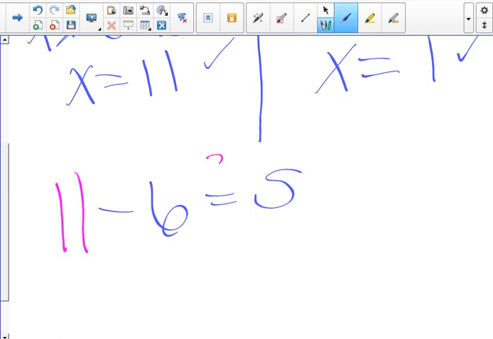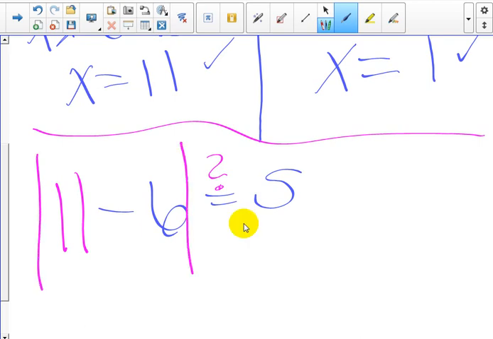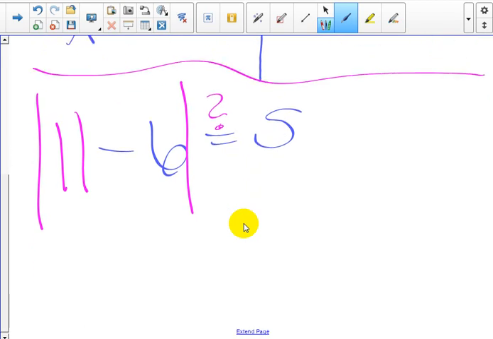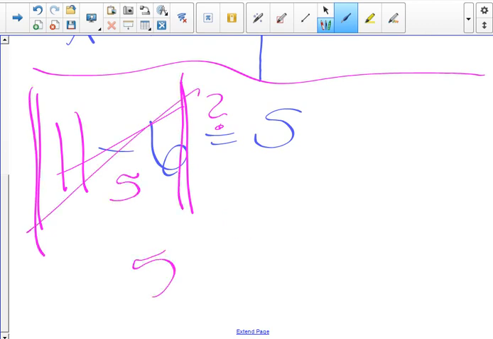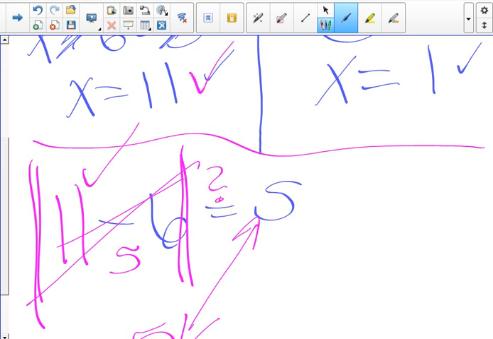When you're checking, be sure to put a question mark over your equal sign. So I'll do another line there. This is my checking part. I'm going to check, does the absolute value of x minus 6 equal 5? Well, 11 minus 6 is equal to 5. Now the absolute value of 5 is 5, and 5 does equal 5. So yes, 11 checks out. It made a true statement. So definitely one of the answers.